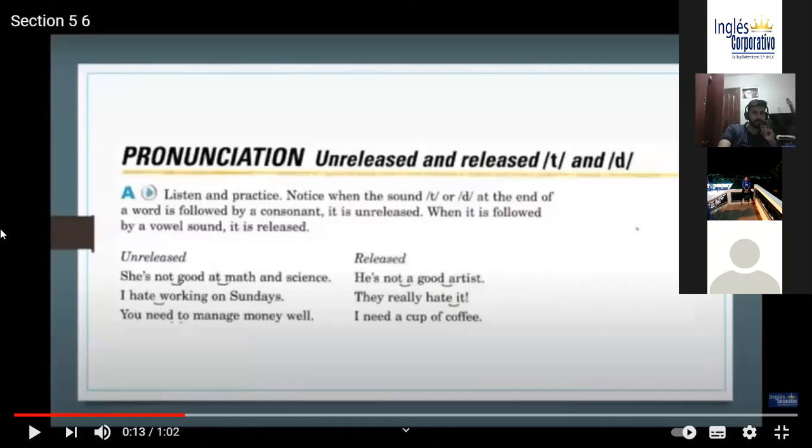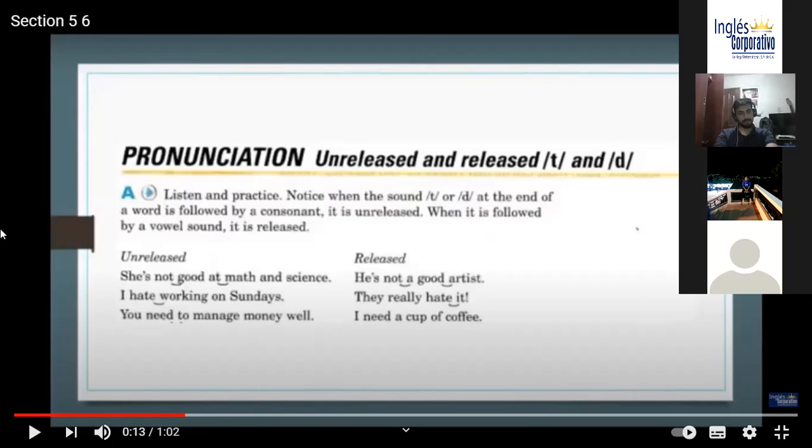Okay, here we have some of the examples using these phonemes. We're going to be practicing them. I will ask you to read these sentences, but I will explain first. We have here the unreleased and released t and d phonemes. According to the information that we have here, when it is followed by a vowel sound, it's released. If you say, he's not, the sound that we make at the end of that particle is going to be released.